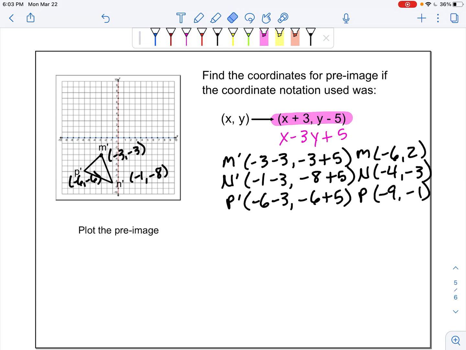And you can plot them. I'll erase this just to make it a little easier to see. So I have -6, there's my M. -4, -3. Oh, I went the wrong way on my M, didn't think that looked right. -6, +2, there's my M, there's my N, and then P is -9, -1, and there's my P. You can see, there it is.